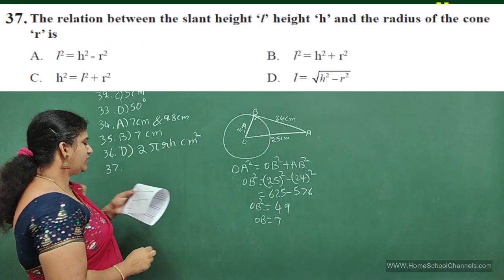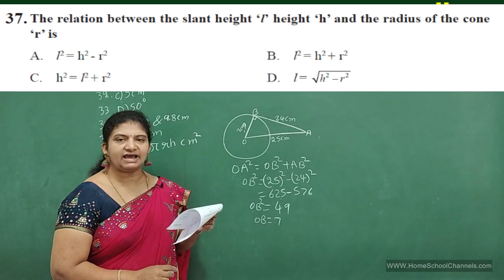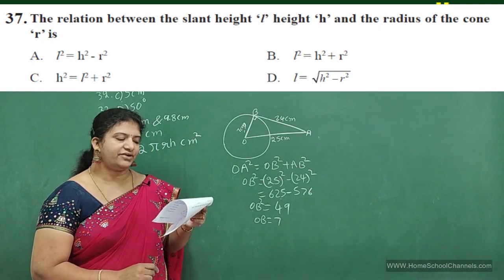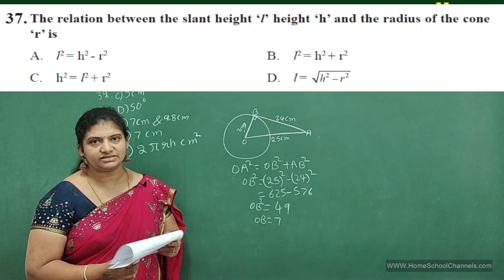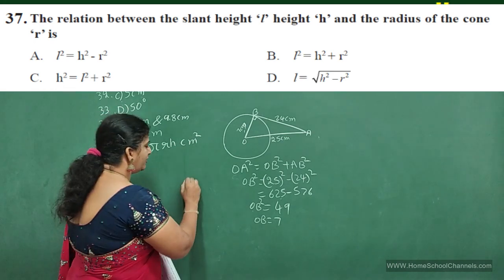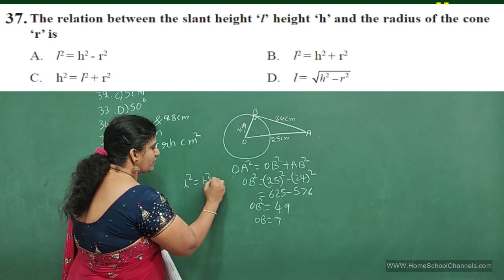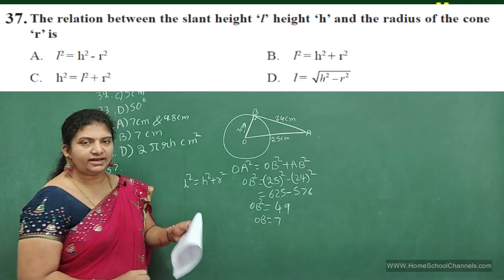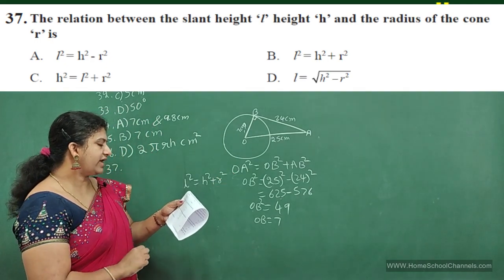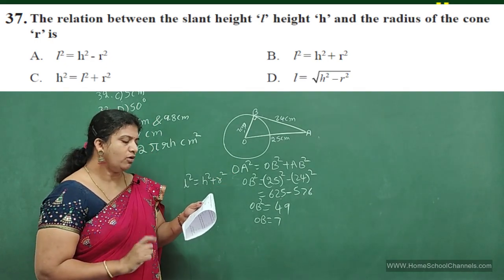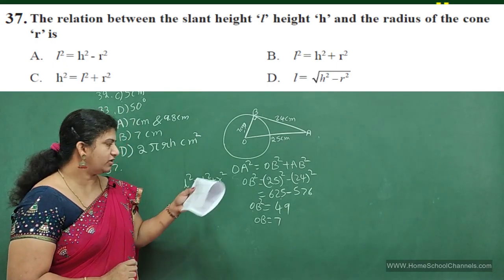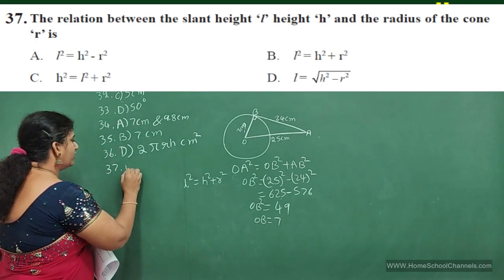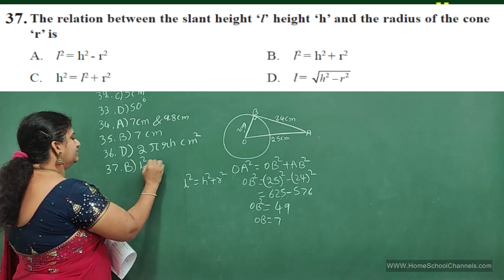Coming to 37th one. The relation between slant height l, height h and radius of the cone r is. What is the relation you remember? l square is equal to h square plus r square. Let us check it out here. l square is equal to h square minus r square, no. Option B, l square is equal to h square plus r square. Option B is the right answer.